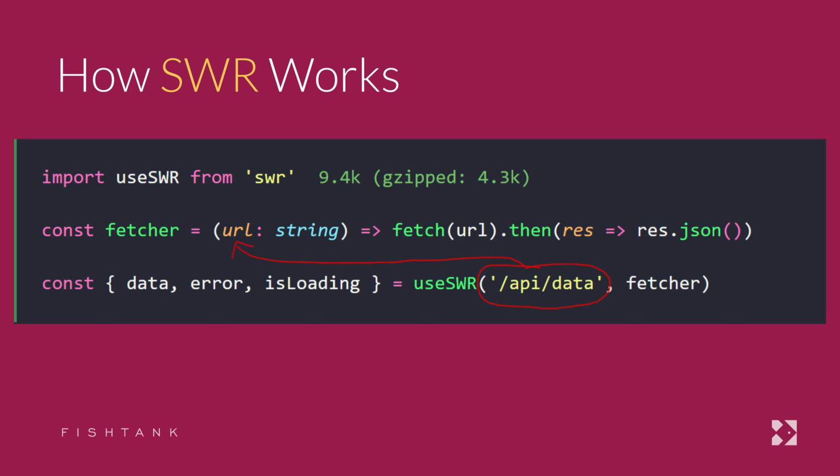This pattern works the exact same no matter where you're fetching it from. Like I said, whether it's a Next.js API route, or you're fetching directly from the Sitecore layout service endpoint, or you're fetching from a GraphQL endpoint with a fetcher set up for GraphQL, it all works the same. As long as this URL is the same, then it's going to cache that data.